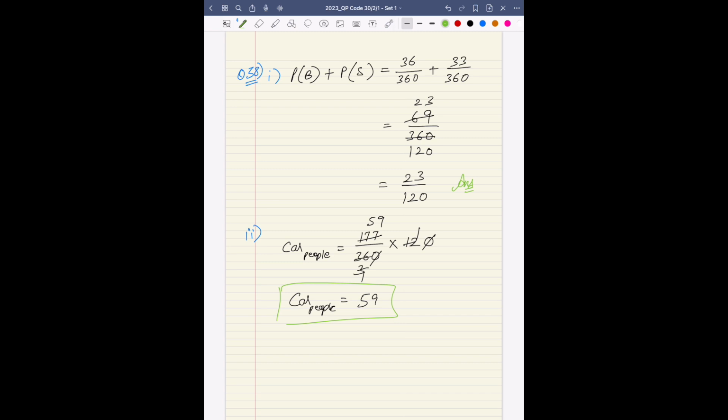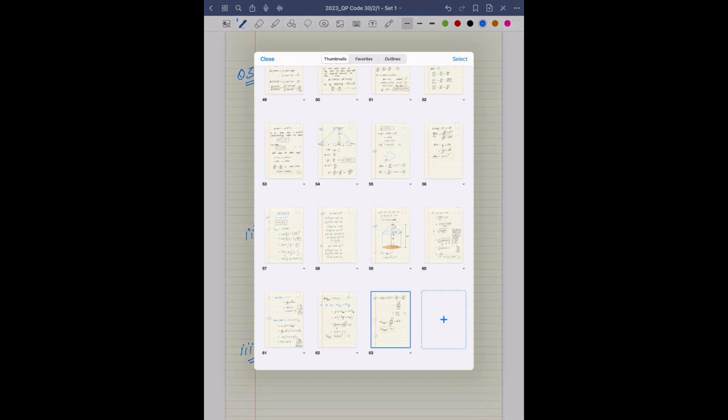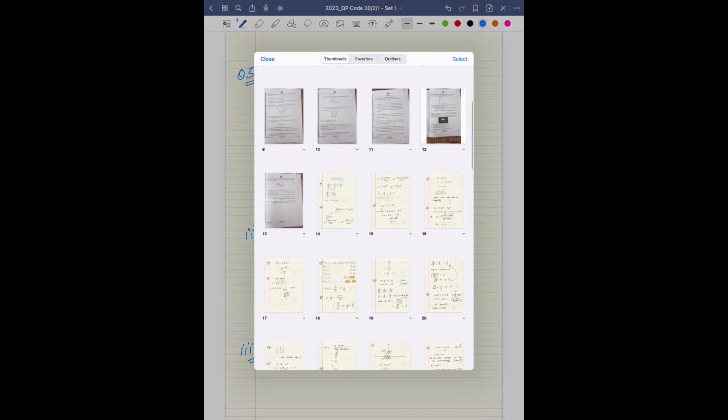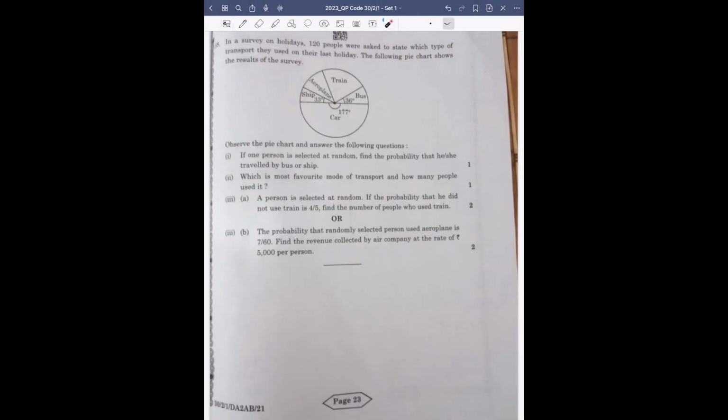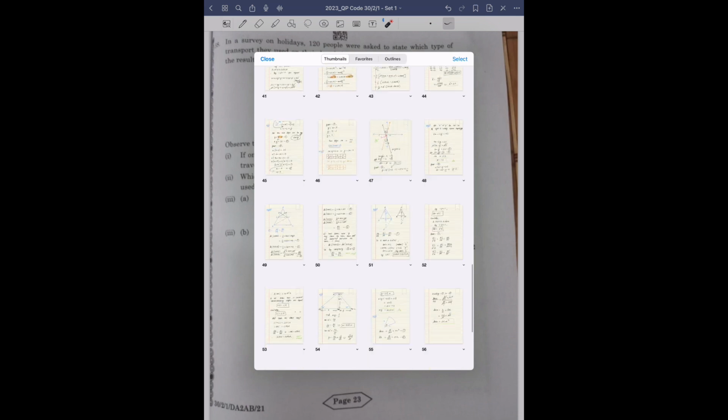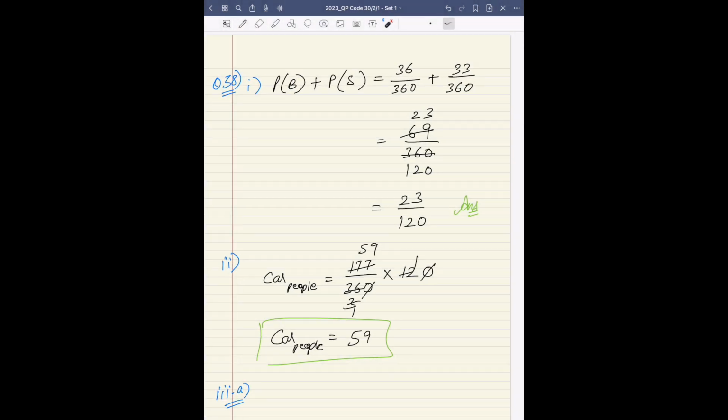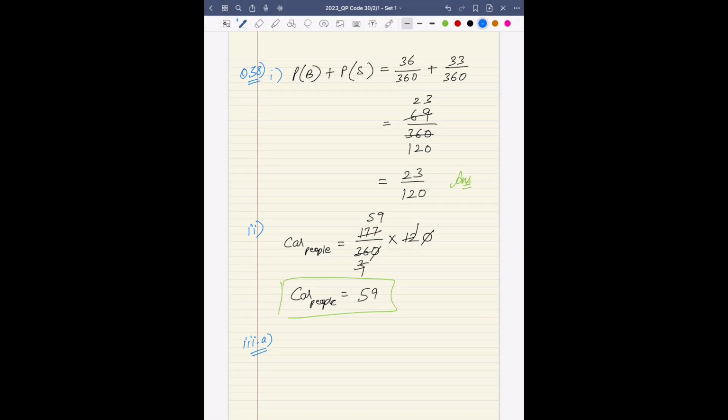Okay, third part, 3A. What is 3A asking? Let's see this. Okay, so it says a person is selected at random, if the probability that he did not use train is 4 by 5, find the number of people who use train. Very simple. If you see, the angle is not given, so we will use probability to find the number of people who use train.